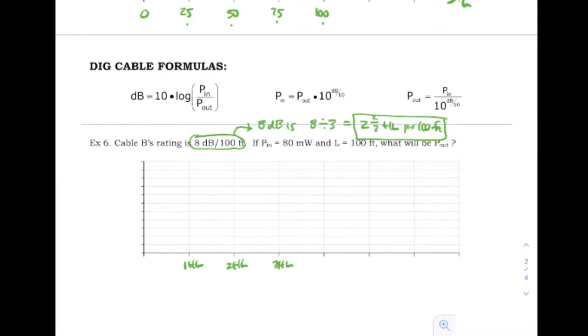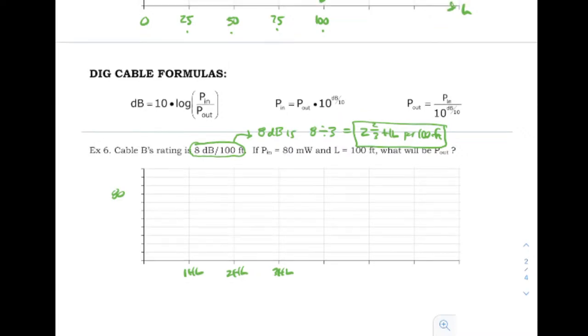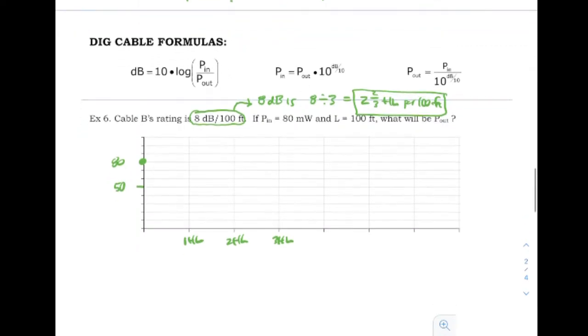Well, let's just start with the 80 milliwatts, 10, 20, 30, 40, 50, 60, 70. Call this my 80 right here. So 10, 20, 30, 40, that's my 50, 60, 70, 80. So that's my 50 mark. Start at 80. If you cut it in half once, the 80 becomes a 40. If you cut it in half twice, the 40 becomes a 20. If you cut it in half again, the 20 becomes a 10. Okay, so I can try to connect this with a smooth curve.